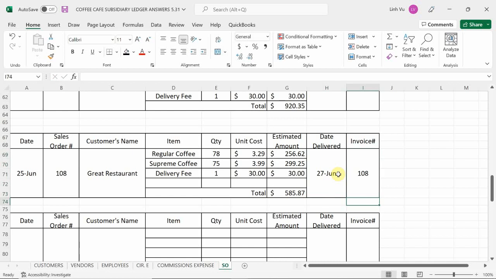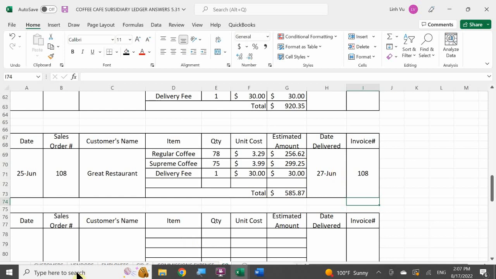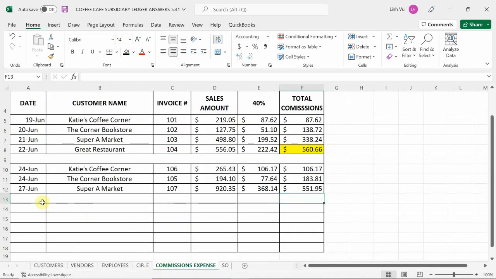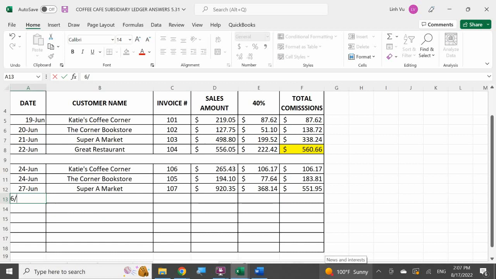And then I will move on to the commission expense. And then also the 27th. And then it's Great Restaurant. Invoice 108. And then it's total 585.87.